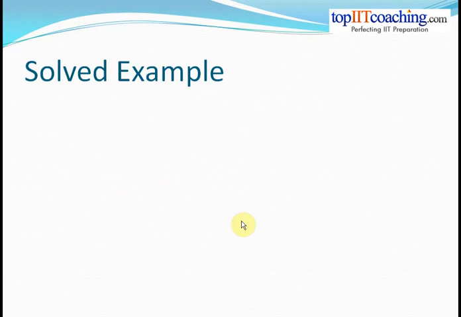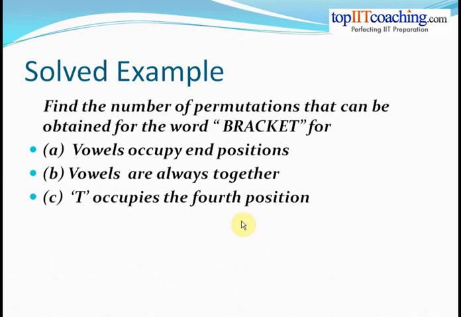Now let's see another solved problem that will help us enhance our clarity on the concept of permutations. Find the number of permutations that can be obtained for the word BRACKET for: A, vowels occupy end positions; B, vowels are always together; and C, T occupies the fourth position. What we have to do in this question is find the number of permutations for the word BRACKET, and we have 3 cases. The first case is vowels occupy the end positions, the second is vowels are always together, and the third one is T occupies the fourth position.